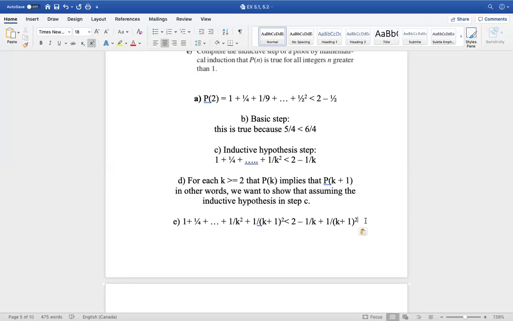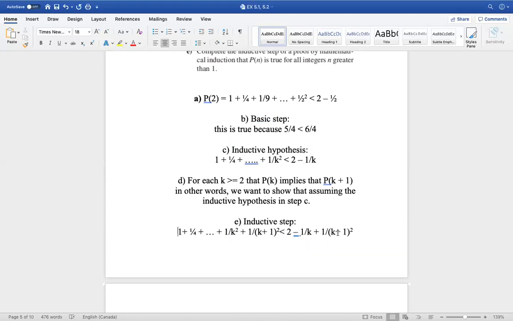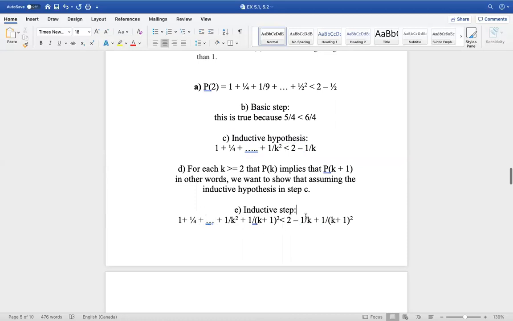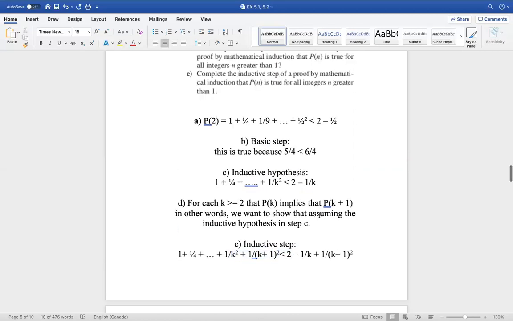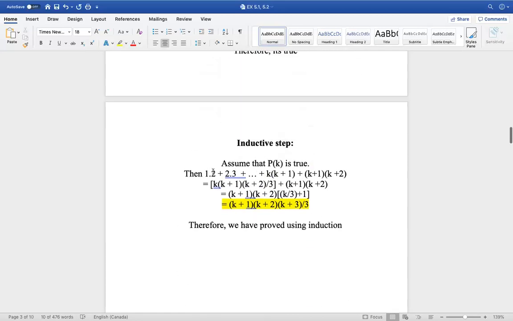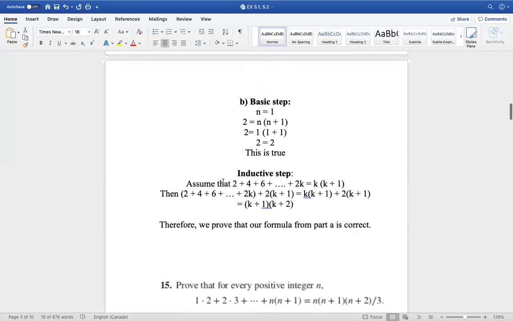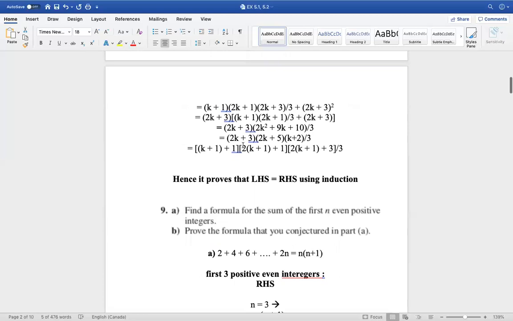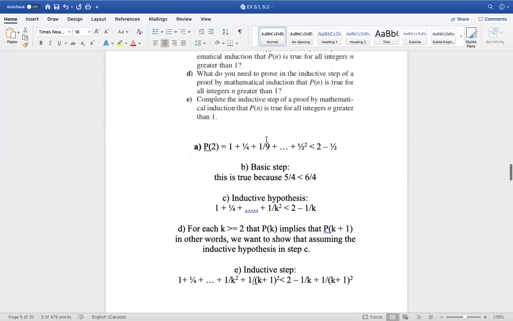So is this the final answer? This one is basically the hypothesis step. In part B, we defined the basic step. In part C, we defined the inductive hypothesis, right? And then this one here will be basically the inductive step. Now you have to simplify this to prove the left hand side equals the right hand side. It's not difficult. It's basically just how we have done before, right? We have done this in this part, and this part, and over here as well. So it's going to be the same thing in the same way.